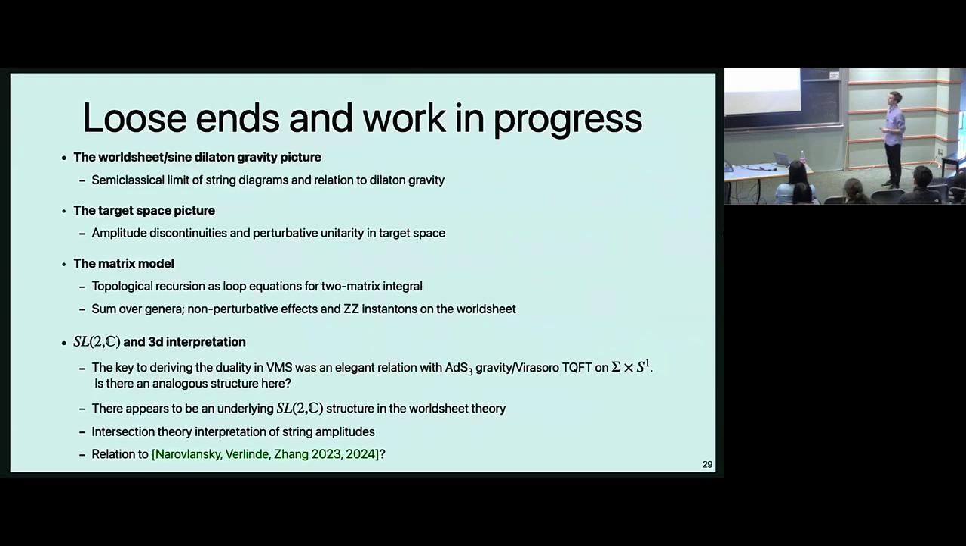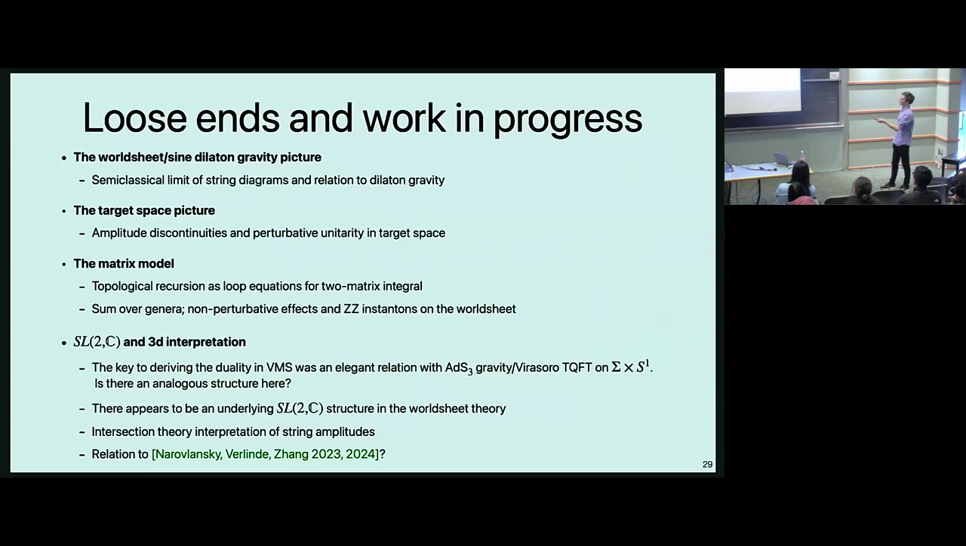Okay, so I'm basically out of time, so let me just conclude with some loose ends and things we're thinking about. The first is to better flesh out this worldsheet sine dilaton gravity picture and the relation with AdS and dS 2 vacua. And in particular, it would be interesting to study better the semi-classical limit of these string diagrams and understand their relation to dilaton gravity. In the Virasoro minimal string, the semi-classical limit of the quantum volumes was just the Weil-Petersson volume. So you could ask, what happens in this theory when you take the imaginary part of the central charge to infinity?